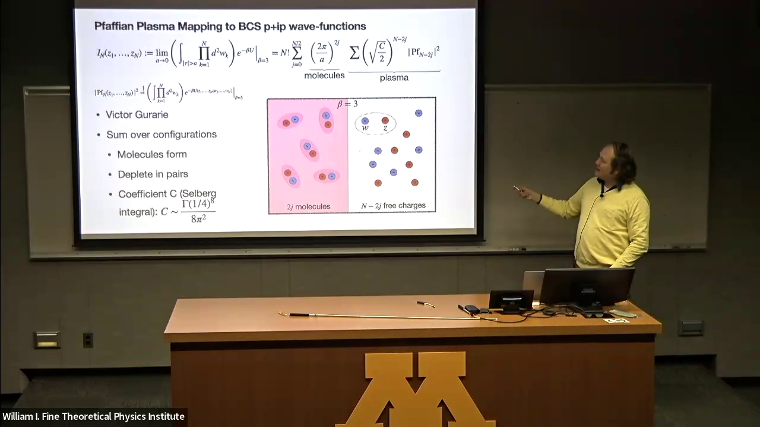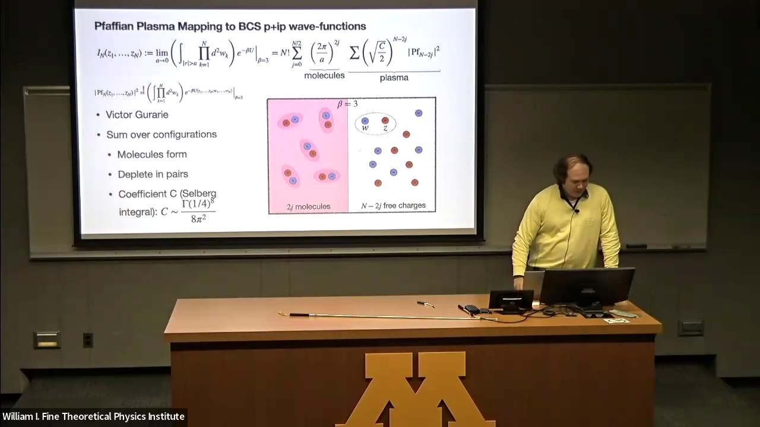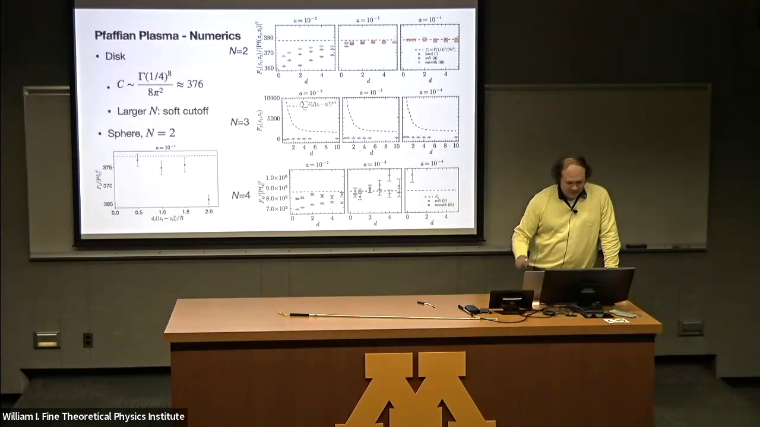expressing that the particles that remain ionized, so here you have total number of particles n, and 2J are in the molecules and the remainder are ionized. The ones that are ionized have correlations given by the square of the Pfaffian. We tested this formula numerically. It works.